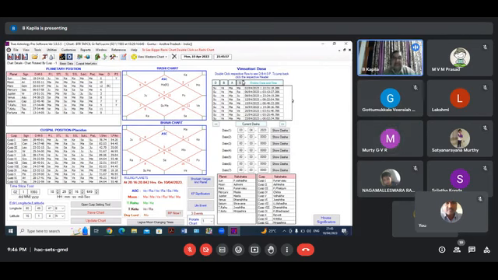मैगजीन, किसी ने मैगजीन देखा किसी ने? देखा, पढ़ा उसको? Yes sir.